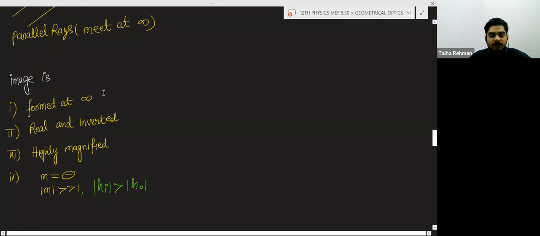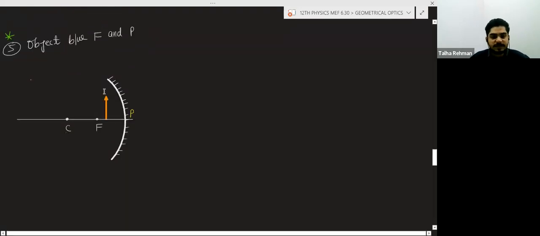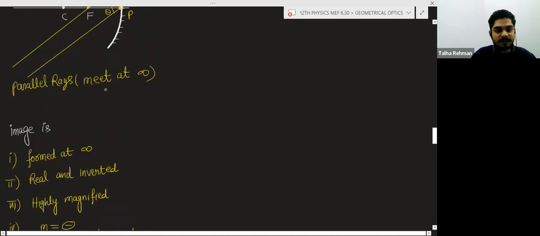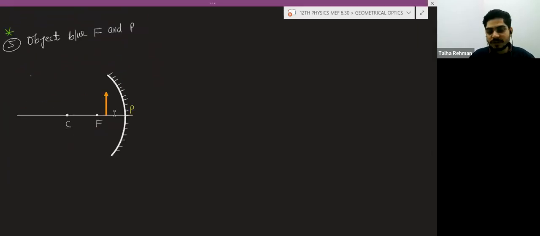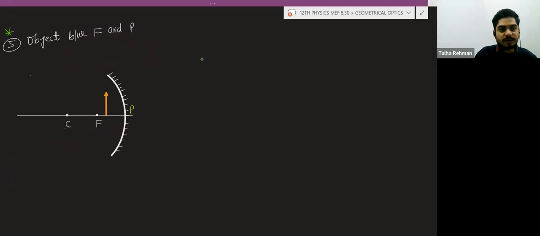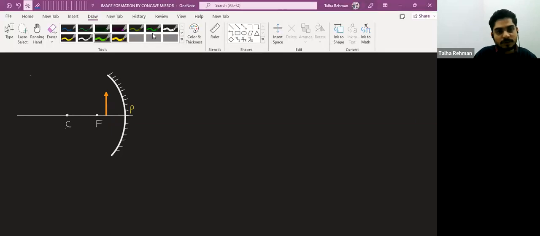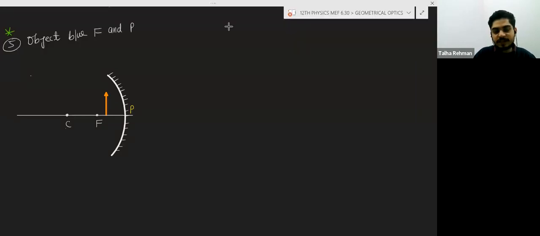Okay, now this case is a different case. Basically now see here. First we will draw the image, then we will discuss. So now we have placed the object between the focus and the pole. Suppose this object is drawn in green color this time.